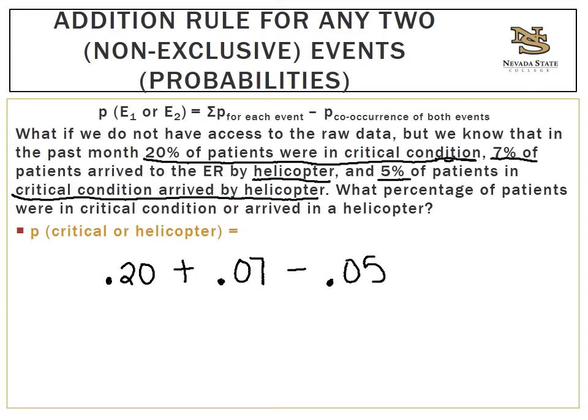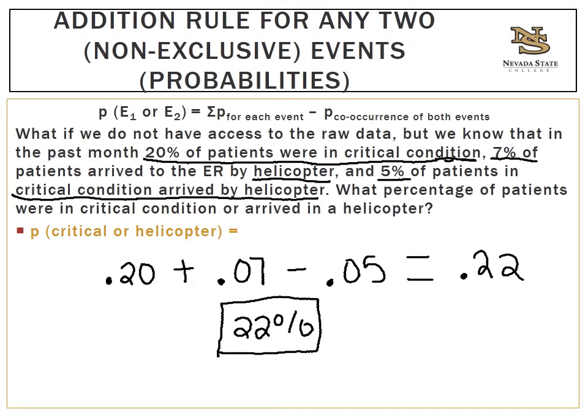that 5%. So 0.20 plus 0.07 minus 0.05 gives you 0.22. So there's a 22% chance that someone will show up in critical condition or in a helicopter based on this data right here.